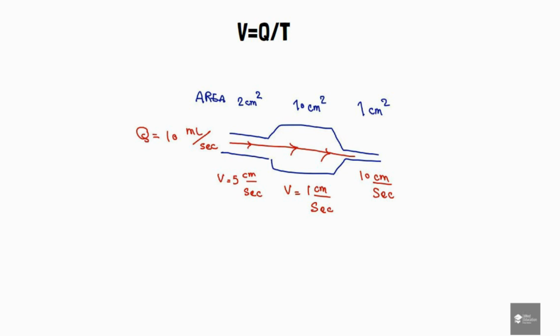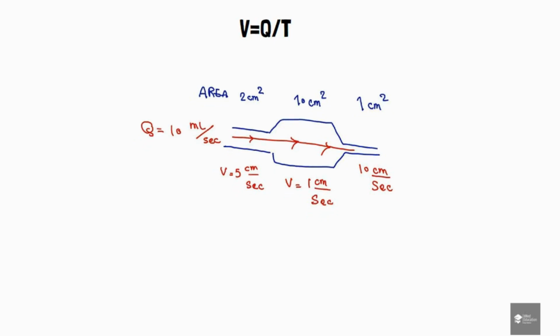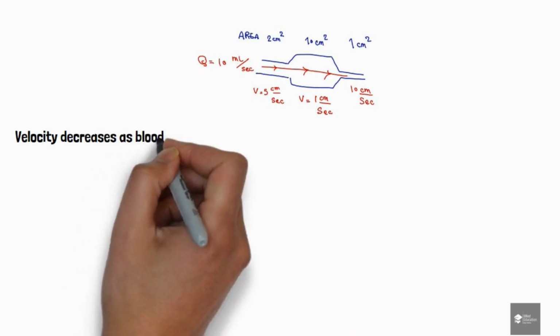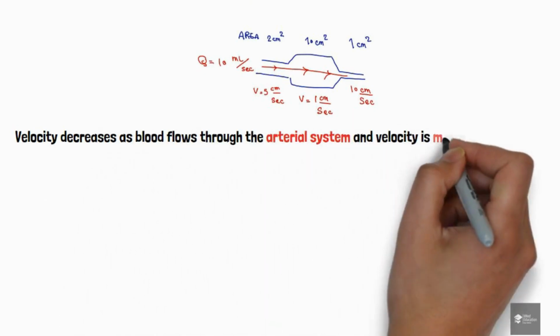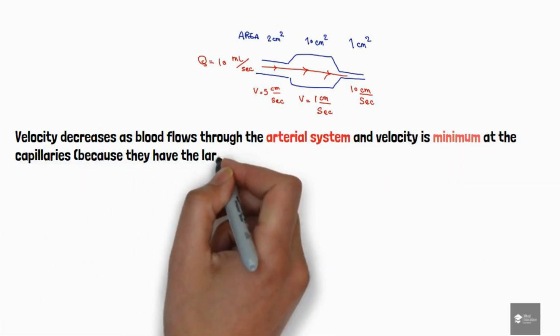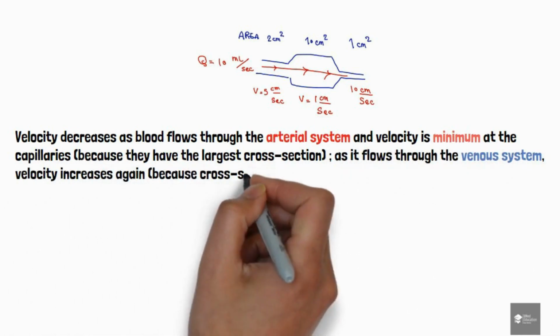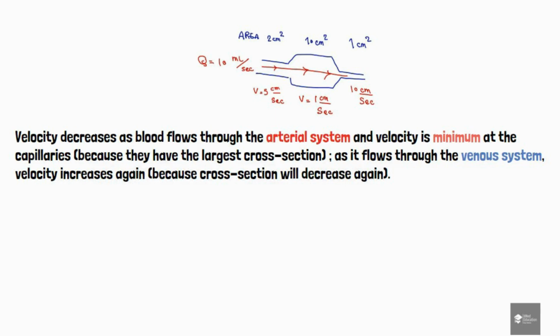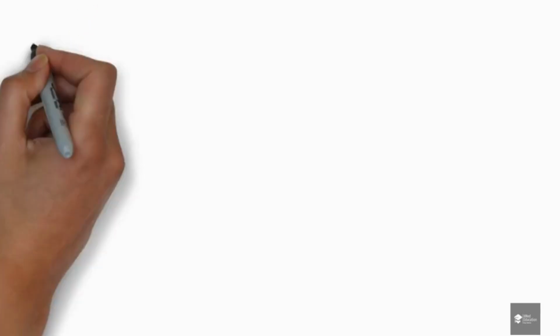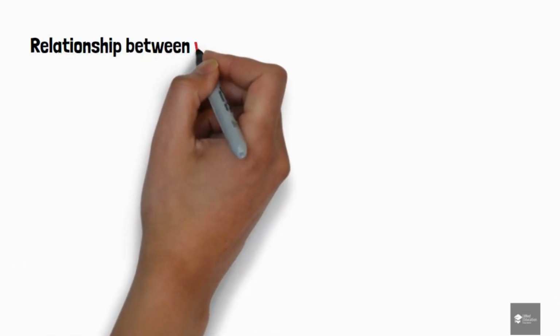So if the diameter is like 10 centimeters, which is big, velocity is low, and if the area is 1 centimeter like capillaries, the velocity is high. But as I explained, capillaries have the most cross section, so it means that the total area is bigger. Velocity decreases as blood flows through the arterial system, and velocity is minimum at the capillaries because they have the largest cross-section area. As the flow goes back to the venous system, again the velocity increases.